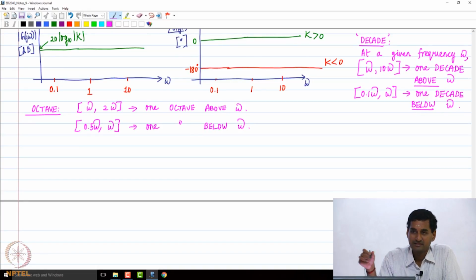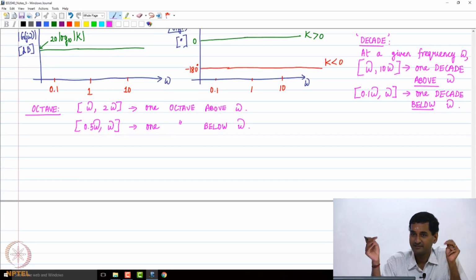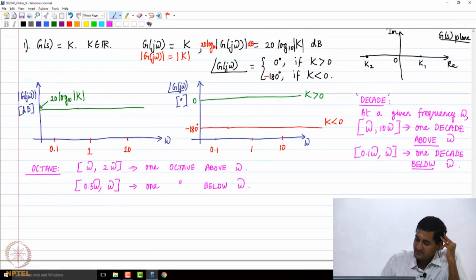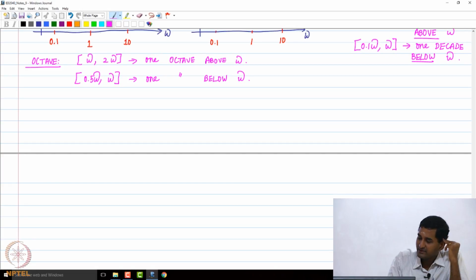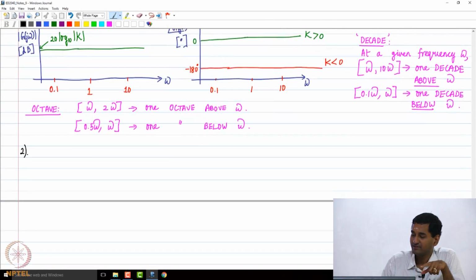Please remember that, and you will see that by and large we express slopes in these curves in terms of decades or octaves. Because we want to typically see how the magnitude curve or the phase curve changes as you vary frequency by a factor of 10 or 2. So that is the convention, and that's what we will see as we go later on, right? So that is the first factor, where we consider g of s to be just a constant. So please remember this octave and decade and so on.